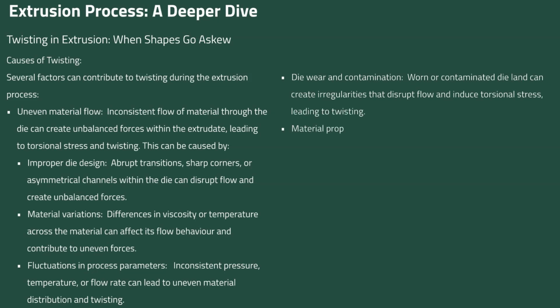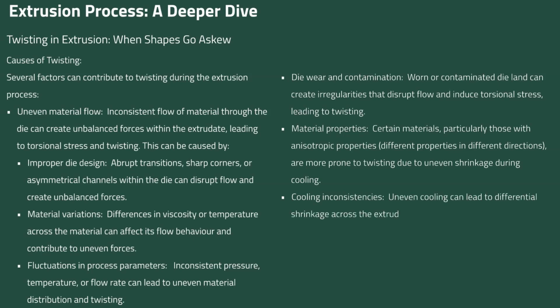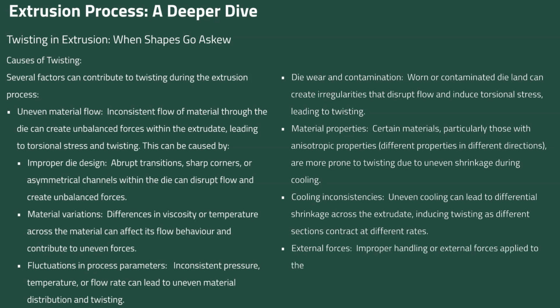Material properties: certain materials, particularly those with anisotropic properties, meaning different properties in different directions, are more prone to twisting due to uneven shrinkage during cooling. Cooling inconsistencies: uneven cooling can lead to differential shrinkage across the extrudate, inducing twisting as different sections contract at different rates. External forces: improper handling or external forces applied to the extrudate after exiting the die can induce twisting.